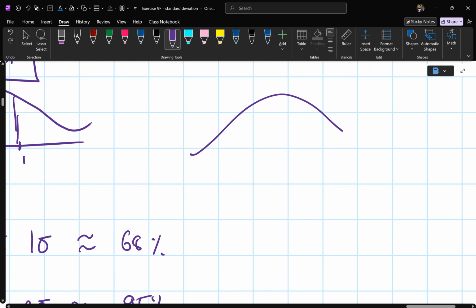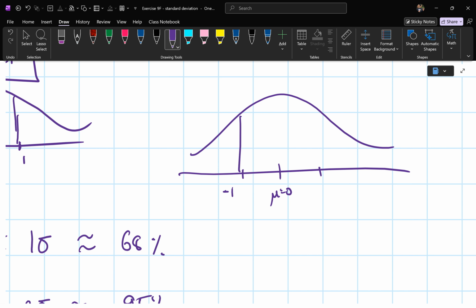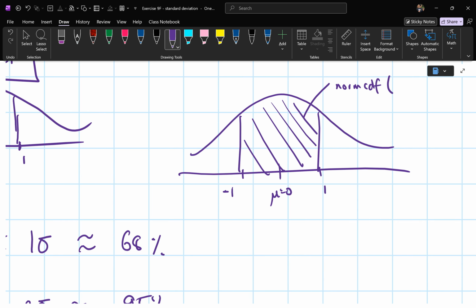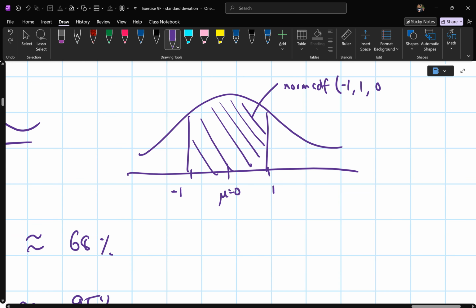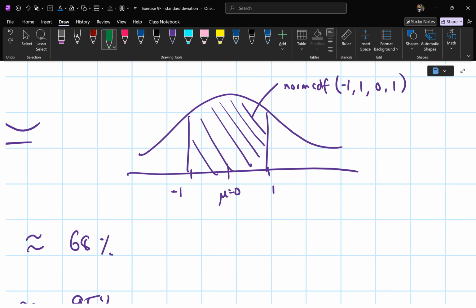Remember we said the mean is right here, mean is 0, and I went 1 across to the left, so this is my boundary, and 1 to the right, that's my other boundary. Then the calculator can work this out with norm CDF, and I put in my boundaries. I say from -1 to 1, where the mean is 0 and the standard deviation is 1. So this is your lower boundary, this is your upper boundary, this is your mu, and that's your standard deviation.